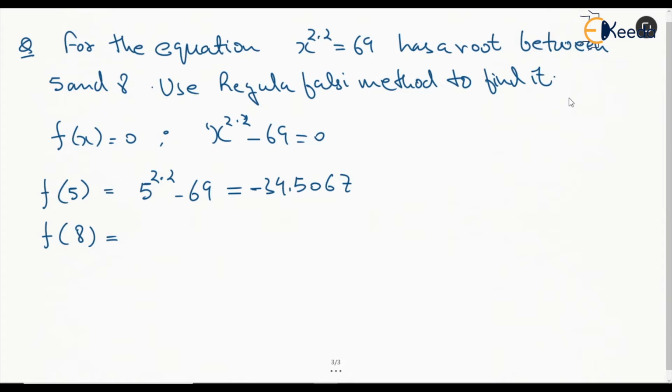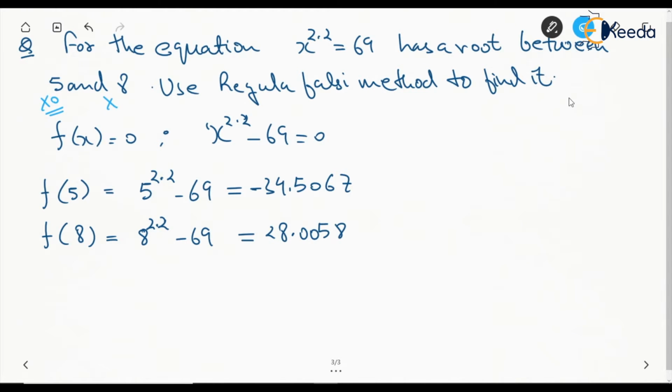Now f of 8, which is 8 to the power of 2.2 minus 69, is going to be positive, and this is 28.0058. So as per the Regula-Falsi method, let's say this is x0, and let's say this is x1. So this function value is nothing but f of x0, or directly f0, and this is f1.